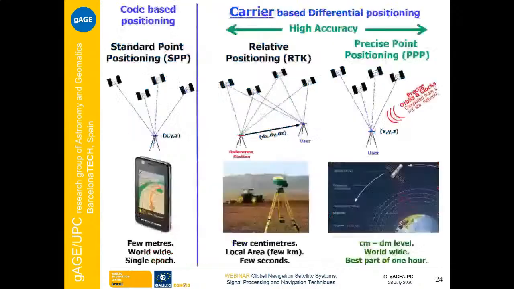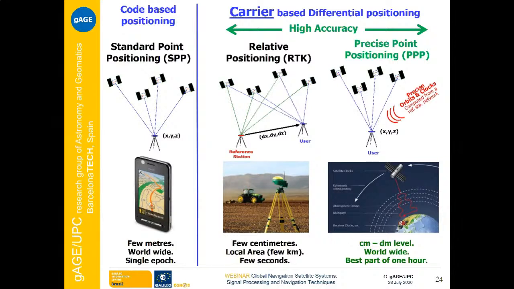Okay, let's see. This is a layout of the positioning techniques we are going to present. As Adria commented before, the basic positioning is the positioning that we have in our phone. This is the code-based positioning, the standard point positioning, where we can achieve accuracies at the level of a few meters, but worldwide and in a single epoch. Carrier-based differential positioning.